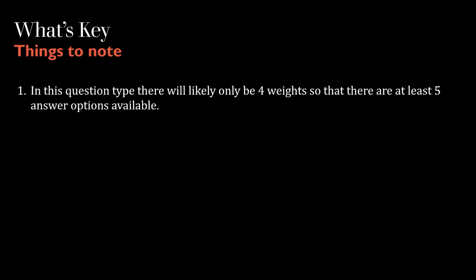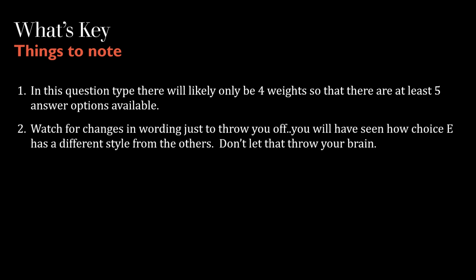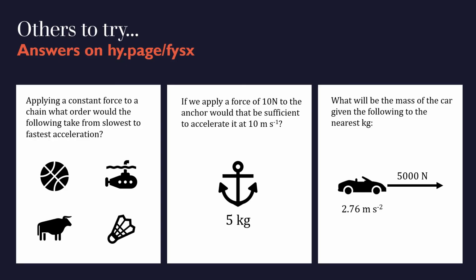So things to note. In questions like this, there will typically only be 4 weights, so that there'll be at least 5 answer options available, so that's something to look out for. Watch for changes in wording, so that they don't throw you off. You'll see in the last they flipped greatest for least. Don't let that put your brain off.